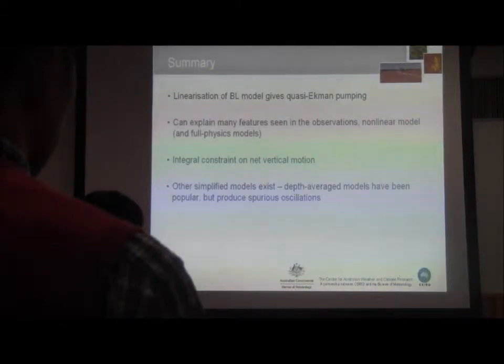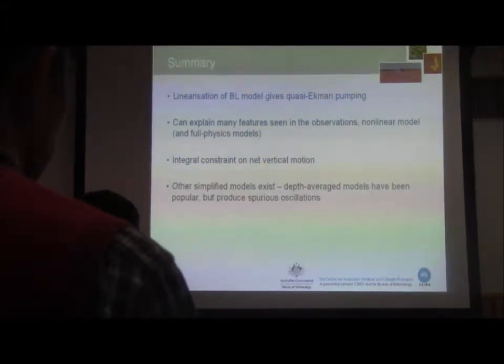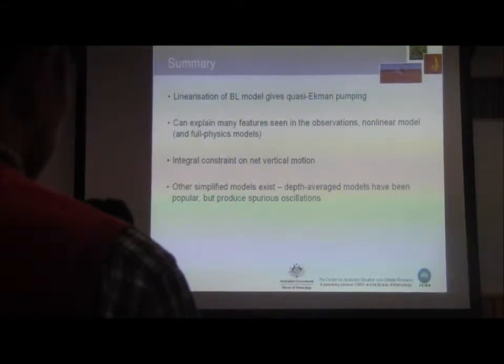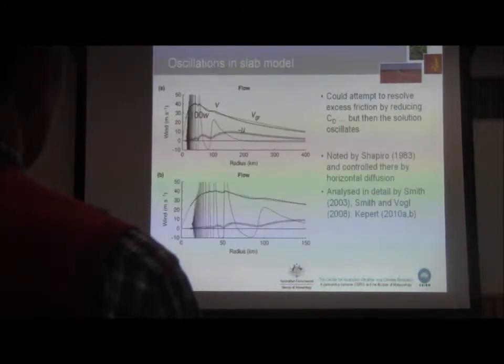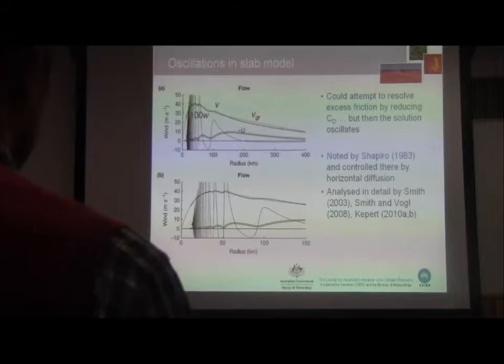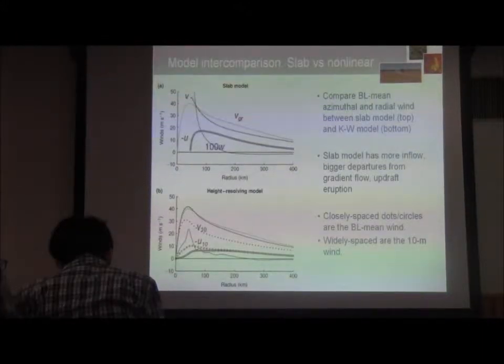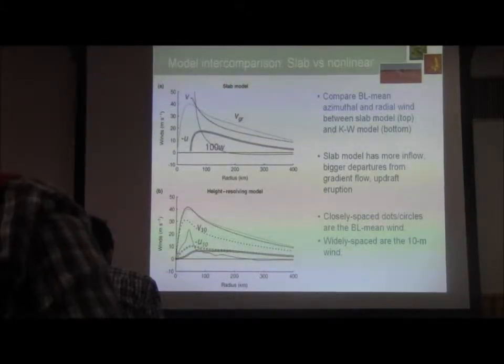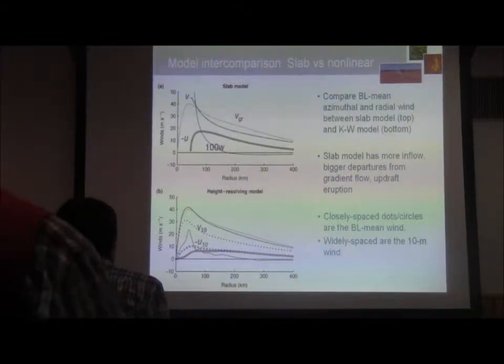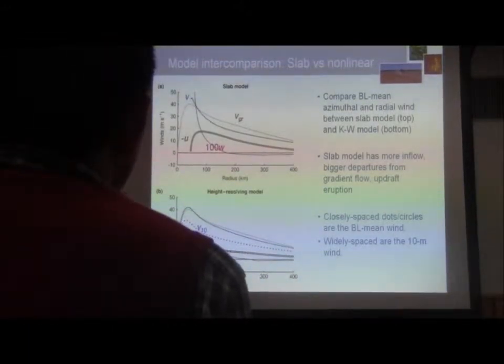Just the properties of slab models, which I put in because slab models have been so widely used that I think it's important to understand the limitations. One of the limitations is that they produce strong oscillations in the flow. Another limitation is that they don't compare to the full nonlinear model nearly as well as the linear model does.